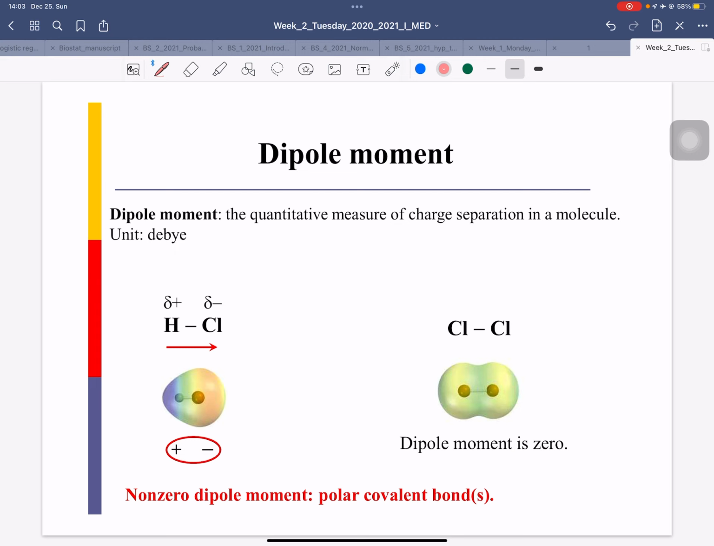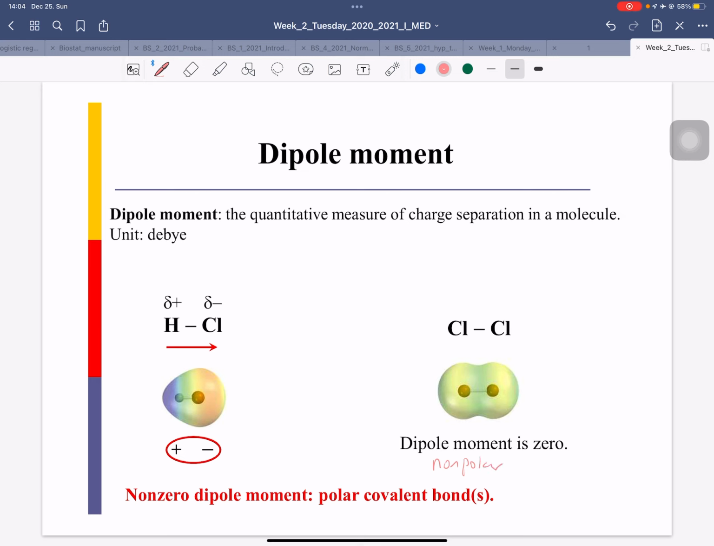Now we go to dipole moment. Dipole moment shows the quantitative measurement of charge separation between 2 atoms in the molecule, or in the whole molecule. For example, if you see here, it is Cl2. It is symmetric because both atoms are chlorine and the electronegativity is the same, so the dipole moment is 0. When the dipole moment is 0, it is non-polar.